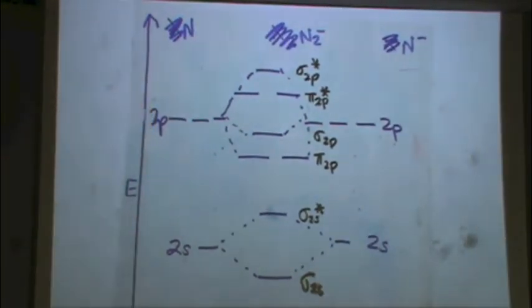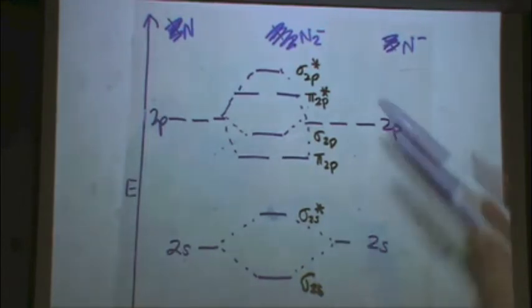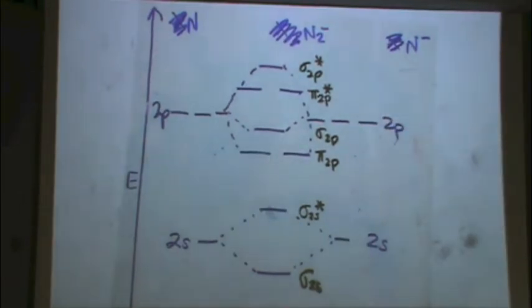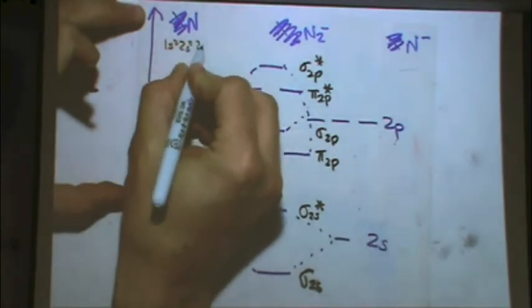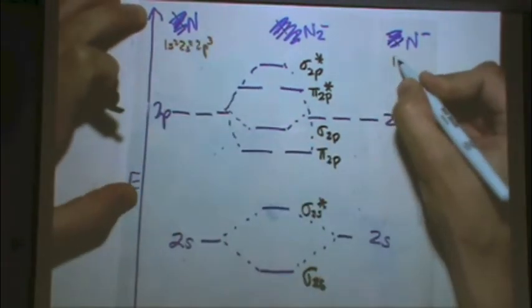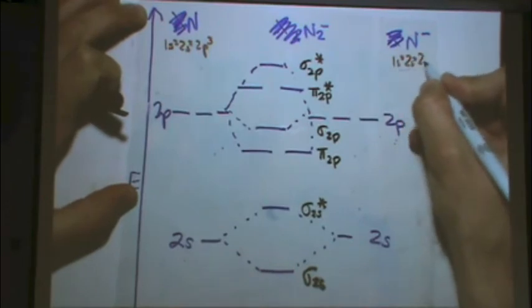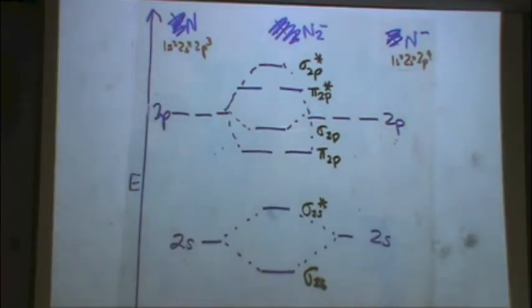Now it really doesn't matter which part I put the N minus on, if it was on the right or the left. Doesn't matter. But one's an N, one's an N minus, so when they go together, they'll make an N2 minus. Alright, well the N, and I'll do this in a different color, is 1s2, 2s2, 2p3. This would be 1s2, 2s2, 2p4. Okay, so I got the electron configurations. Remember, I didn't include the 1s, because that's a core electron, so I don't need to draw it in my MO diagram.